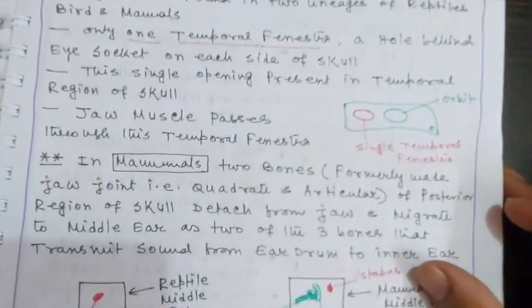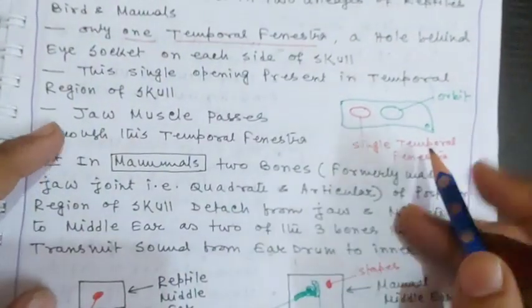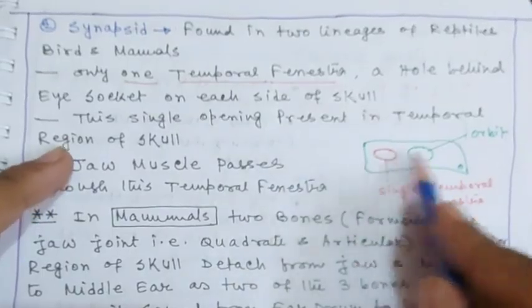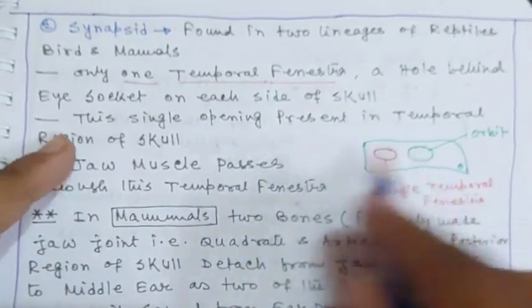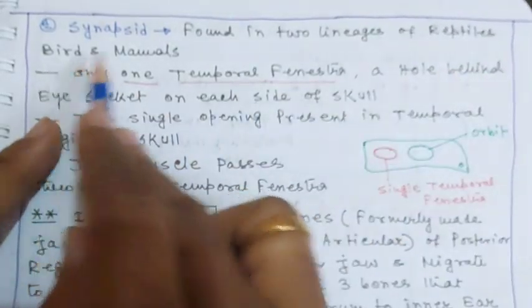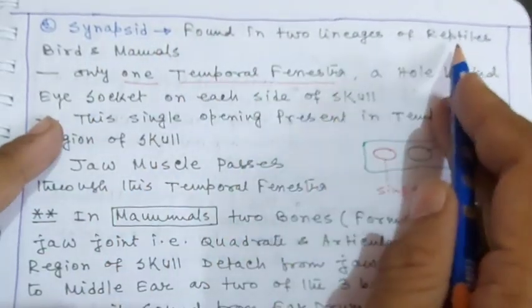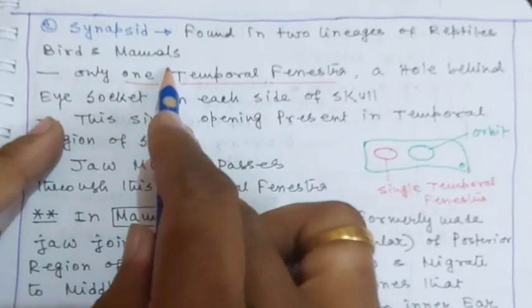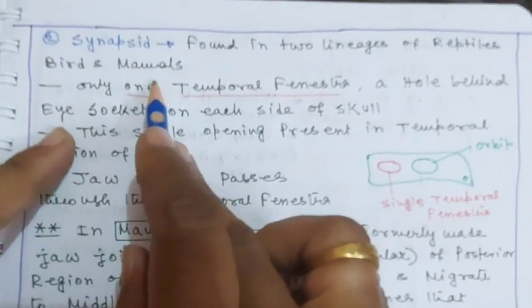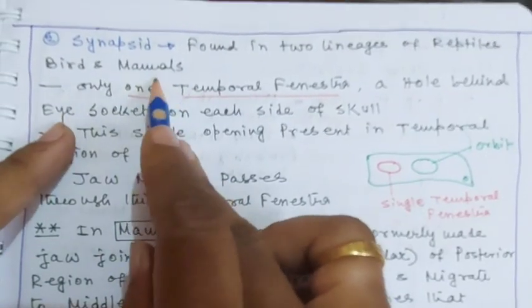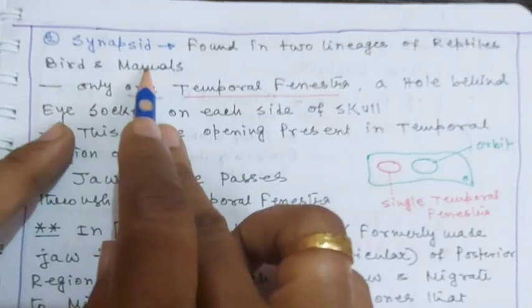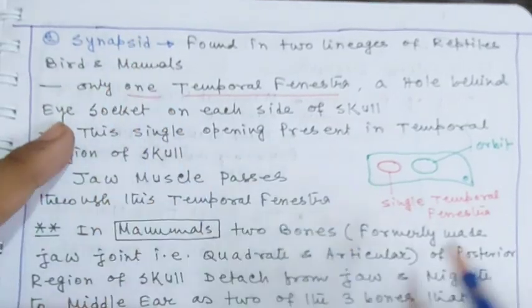Next, we will discuss the Synapsid type of skull. This Synapsid type of skull is found in two living lineages of reptiles, that is the birds and mammals. It is a very important characteristic feature of mammals that their skull is the Synapsid type of skull. What is the Synapsid type of skull?